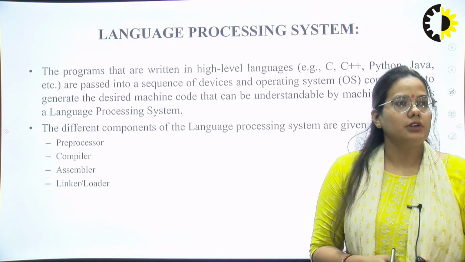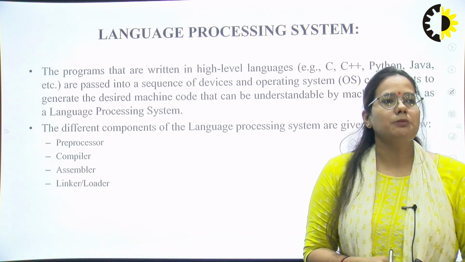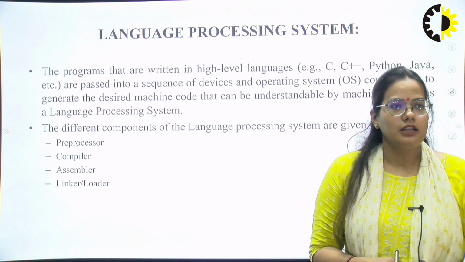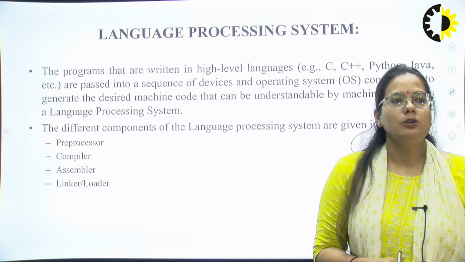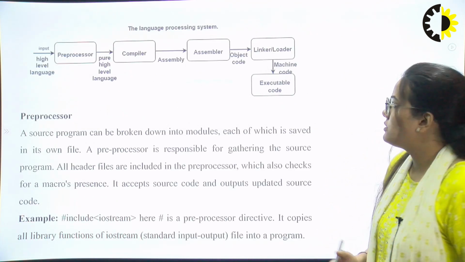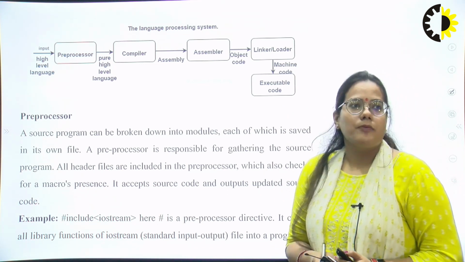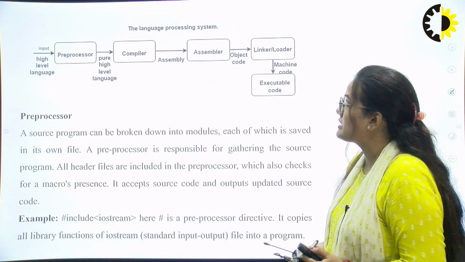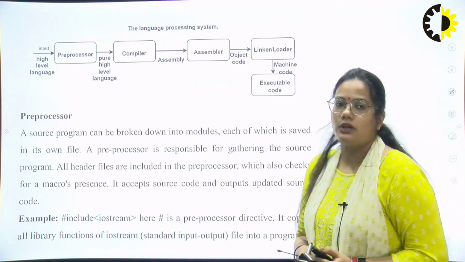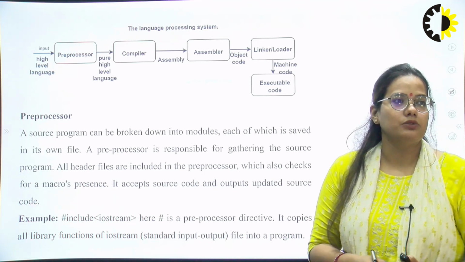There are four components of language processing system. First is preprocessor, second is compiler, third is assembler, and fourth one is linker and loader. So this is the diagram of language processing system. After that, linker and loader will generate an executable machine code.